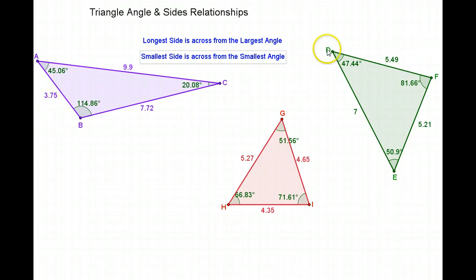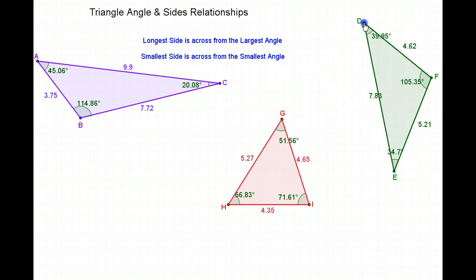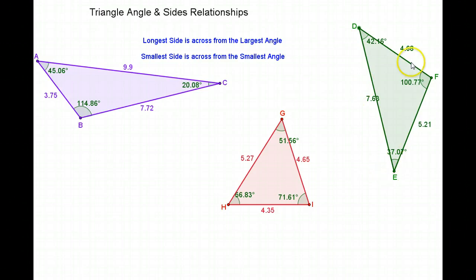Let's see over here if that's the case. Triangle DEF, the smallest angle is angle D. And if we look at the different side lengths, the smallest side is right across from angle D as well. And as we change our triangle so that now the smallest angle is no longer D, here the smallest angle is E, we can see here that the smallest side is directly across from angle E. And so these are important relationships that we see in any triangle.